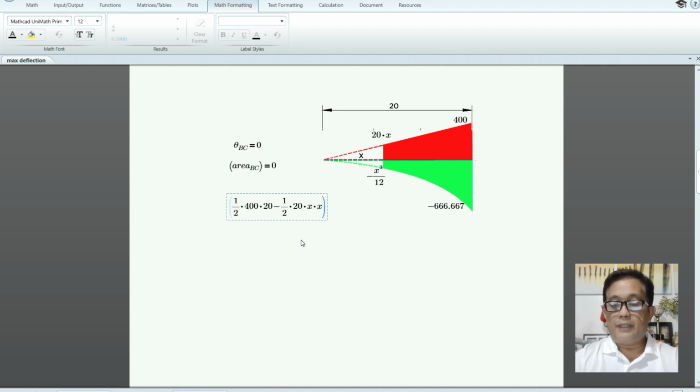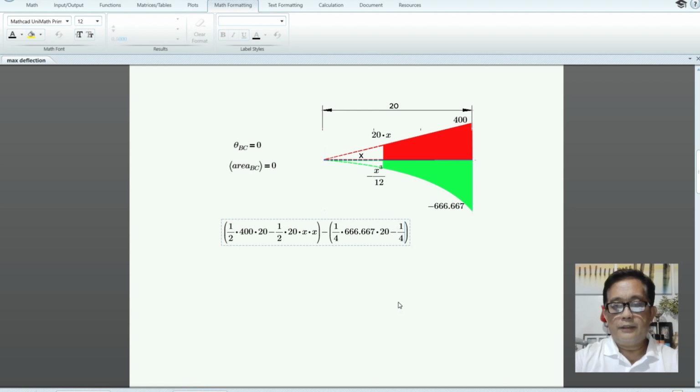For the green part, that's minus the big spandrel first, 1/4 times 666.67 times 20 minus, let's bring this one down a little bit, 1/4 times the height, which is this one, times the base, which is X. So this is the area of this green portion of the spandrel. Now this is equal to, so we only have X as the unknown. Let's simplify this one. And let's also arrange the order of the degree of X.